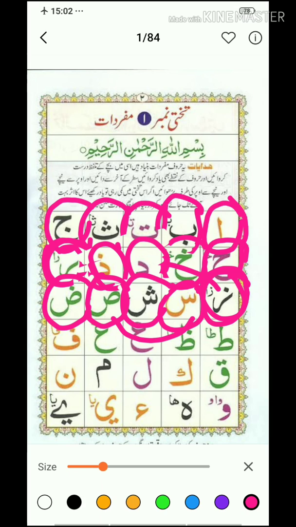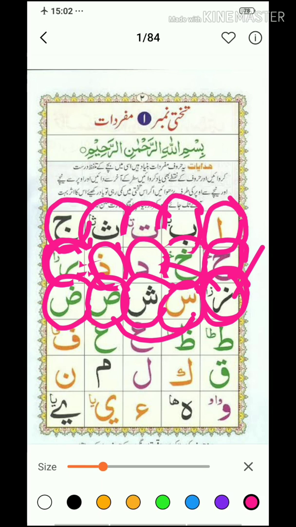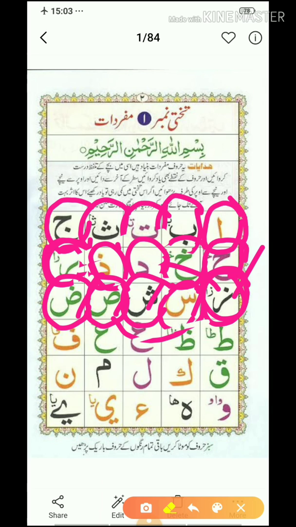So we will repeat the 3rd line again. Za, seen, sheen, swad, zwad. Za, seen, sheen, swad, zwad. Okay, moving to the next line.